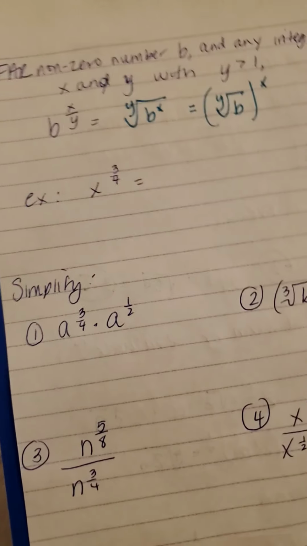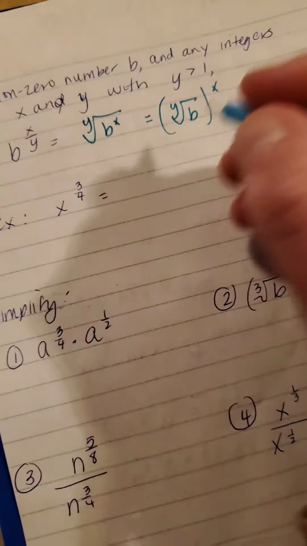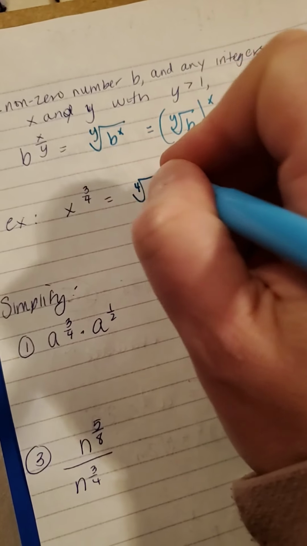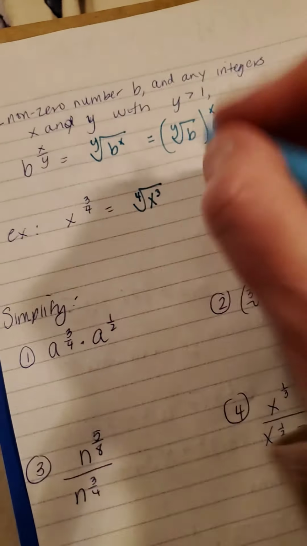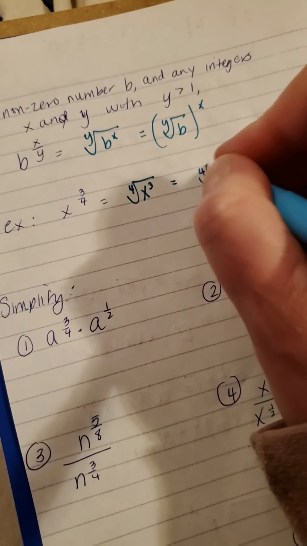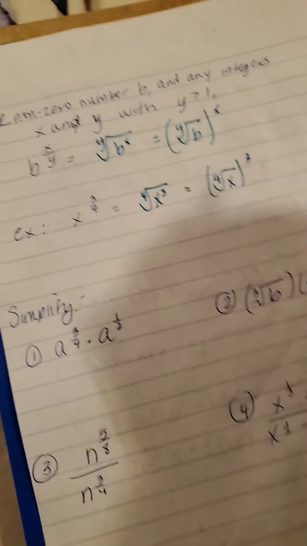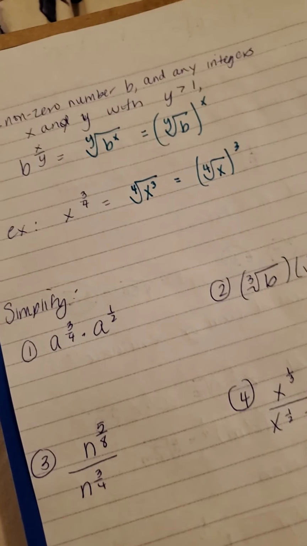So the next one is we have x to the 3/4, which is the 4th root of x cubed, or the 4th root of x all cubed. Just so you know different ways to write these.